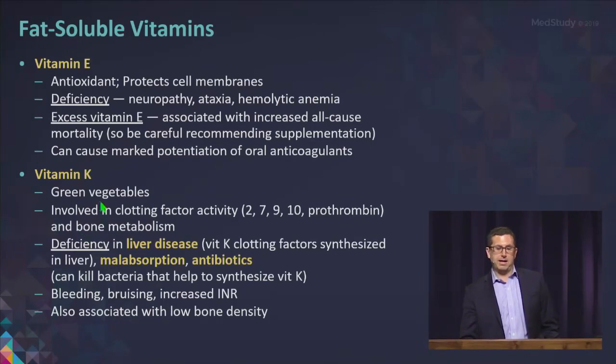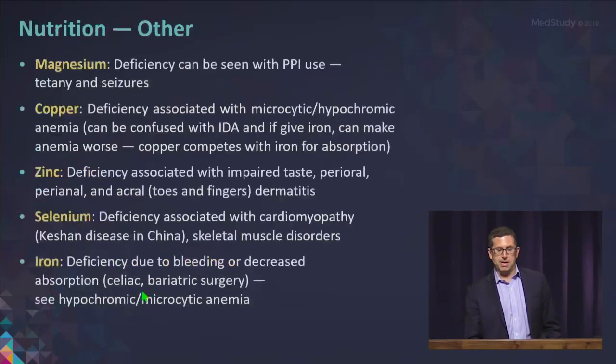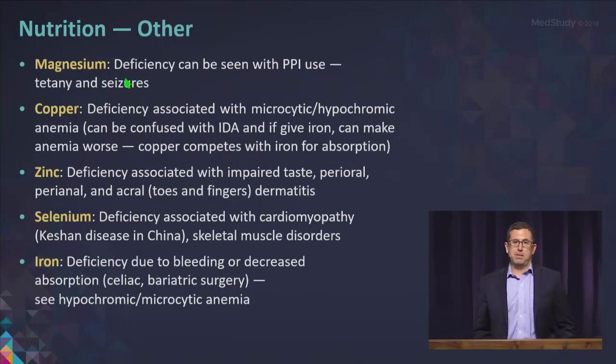Vitamin K is found in green leafy vegetables. You'll see deficiency in liver disease, malabsorption, and antibiotics. It's associated with bleeding, bruising, and increased INR. Some other nutrition testable items would be magnesium. So magnesium deficiency can be seen in PPI use, and so that would be a good association on a test question.